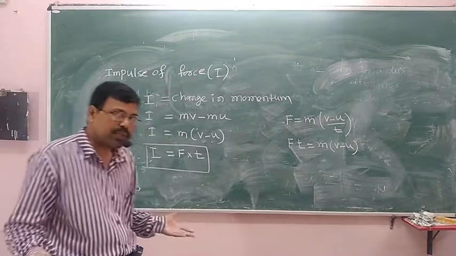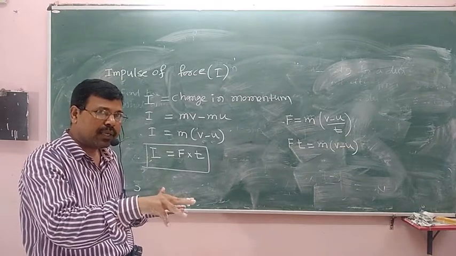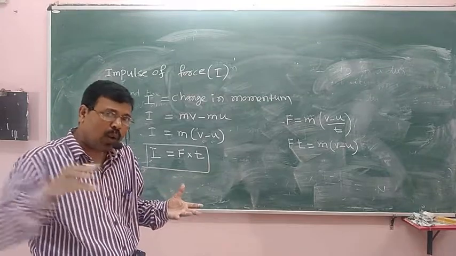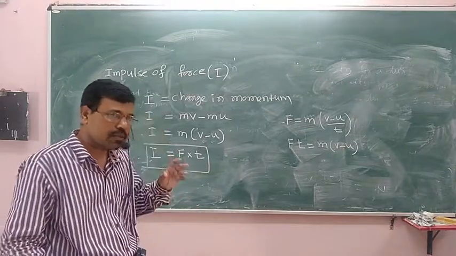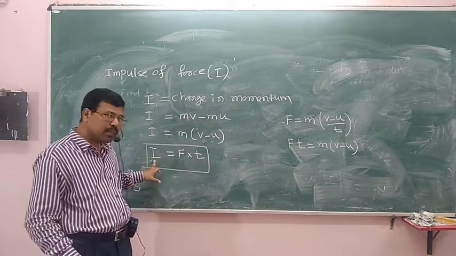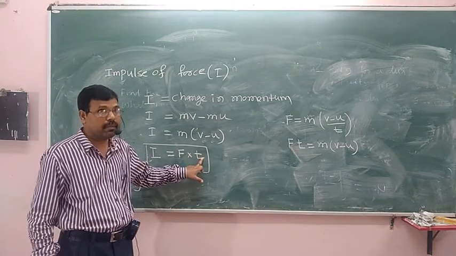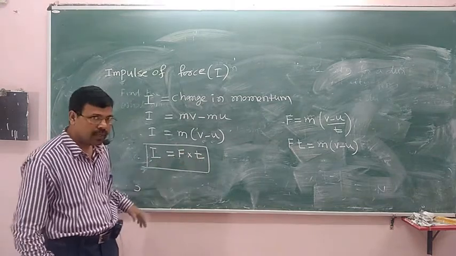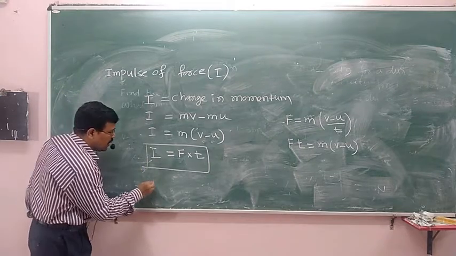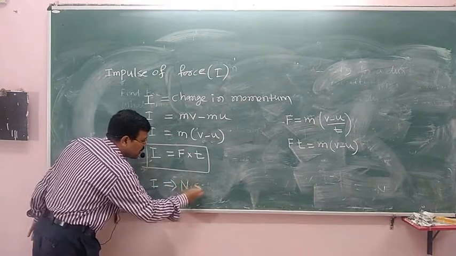Impulse of force is the product of force applied on the body and the time taken to apply that force. I is equal to Ft. Impulse of force is the product of force and the time. Fine. The SI unit of impulse of force is Newton second.